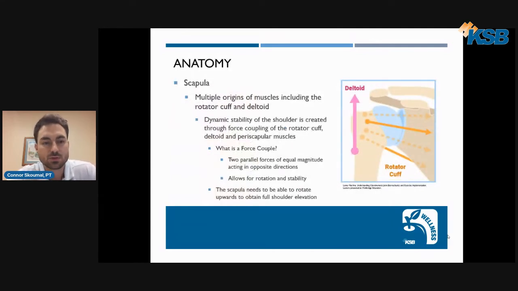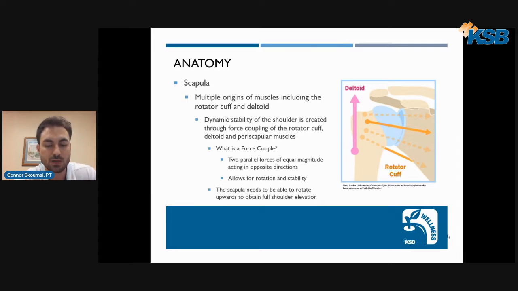So the scapula or shoulder blade is next. There are a lot of different origins of muscles that start on the scapula, including the rotator cuff and deltoid. Dynamic stability of the shoulder joint is created through force coupling, and force coupling is essentially two parallel forces of equal magnitude that act in opposite directions, and this allows for stability and rotation.